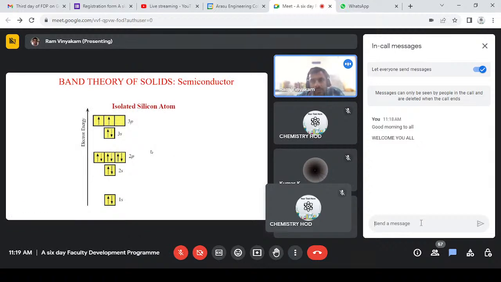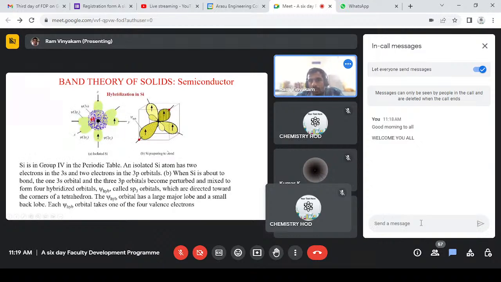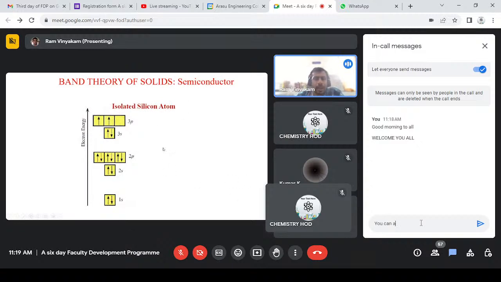Let us take silicon with 14 electrons. It has 1s2 2s2 2p6 and 3s2 3p2. An isolated silicon will have a 3s2 and 3p2 configuration. But what happens is, when we bring two silicon atoms nearby, due to the Coulombic interaction between them, sp3 hybridization will take place.